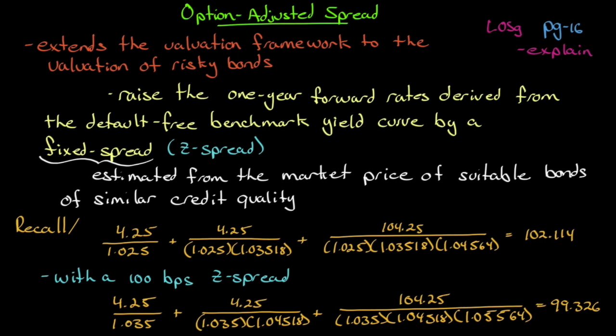So we're going to look at something called the option adjusted spread, or OAS. And this extends the valuation framework we've used so far. It extends it to the valuation of risky bonds. By the way, for those who are interested in where this stuff comes from, the option adjusted spread was a proprietary tool for quite a while of Salomon, late 80s, early 90s. They were the king when it came to bonds, and this was developed at their organization, the OAS.